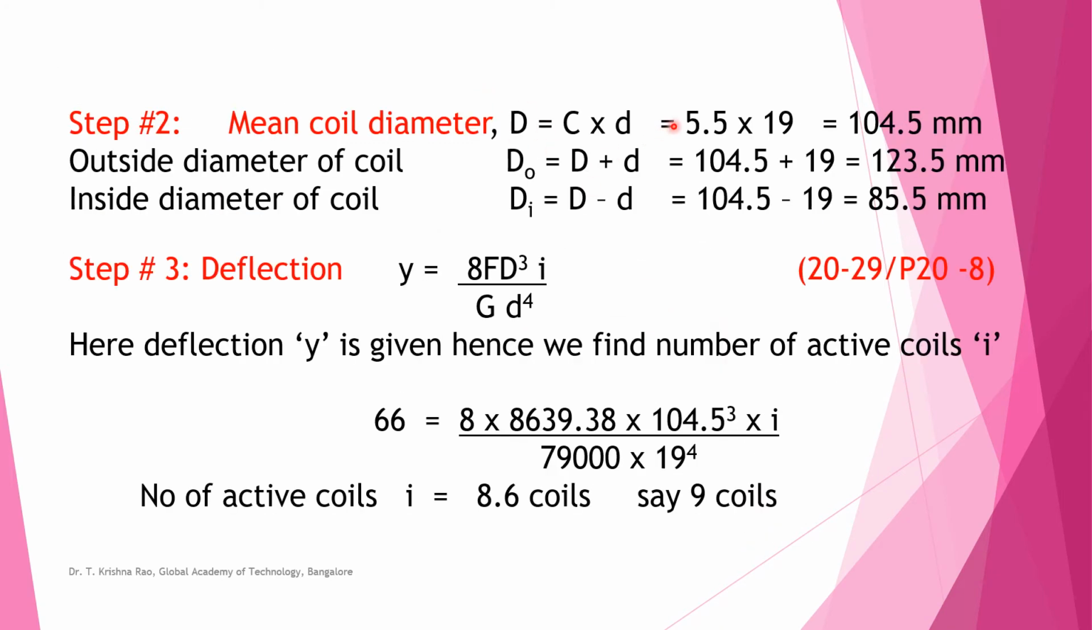Then comes your mean coil dia like earlier, C into d. Inside dia of the coil, D minus d. Outside dia of the coil, D plus d. These are the values for the coil. Then the deflection equation, we find out the number of coils here like the previous problem. Deflection is given, we find out i. i is coming as 8.6 coils, we round off to a convenient 9 coils.